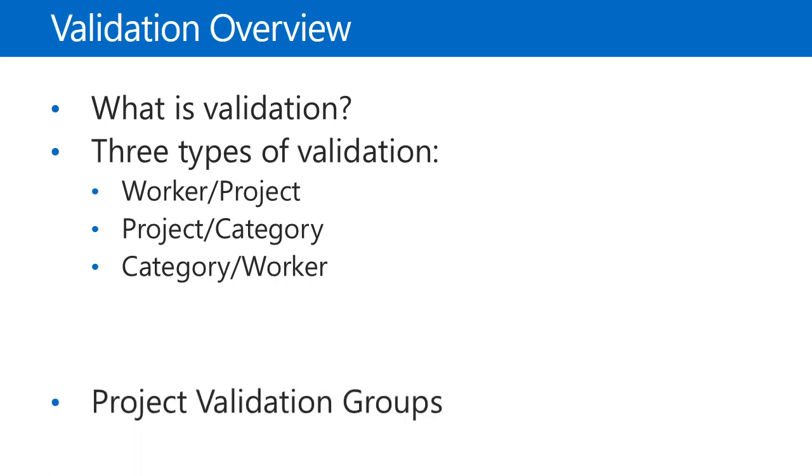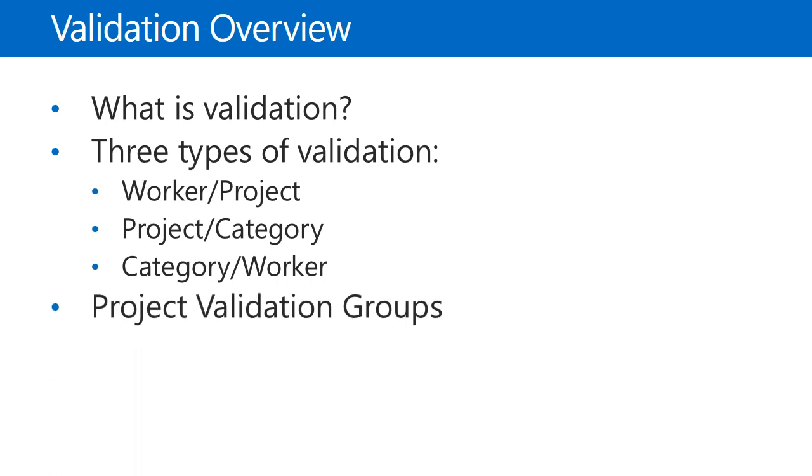After that, there are the project validation groups. A precursor to this is to set up validation. You can go to a specific worker or project, but let's just take the project. In a project, for example, you can go to the assign workers button or the assign categories button and manually define what categories and what workers are applicable for a specific project.